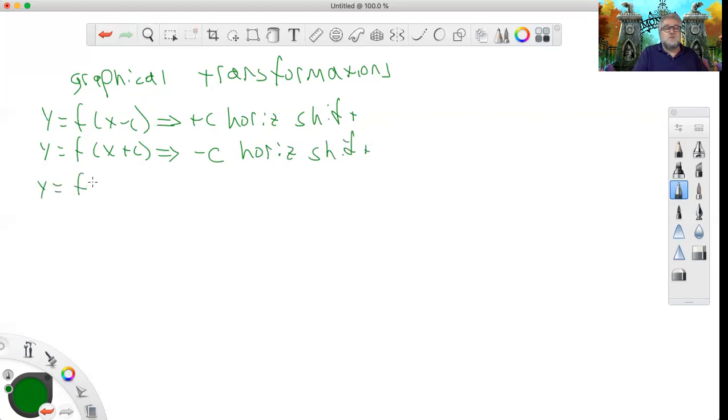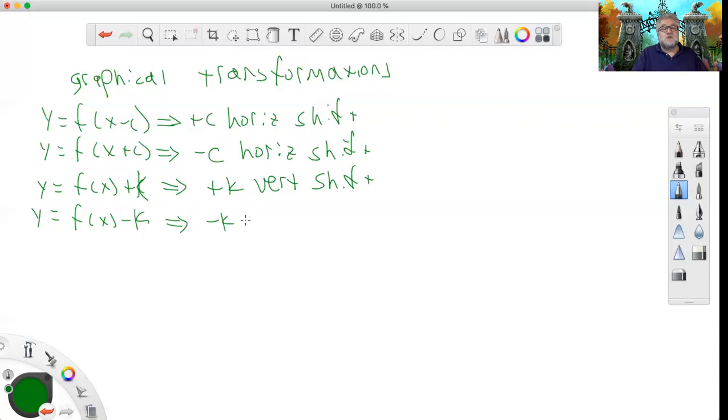Y equals f of x plus k. Oops, I guess we could use c. Anyways, that's a plus k vertical shift. Y equals f of x minus k. That's a minus k vertical shift.